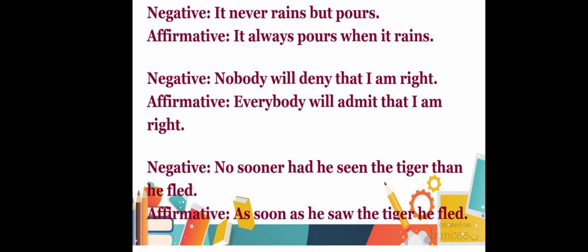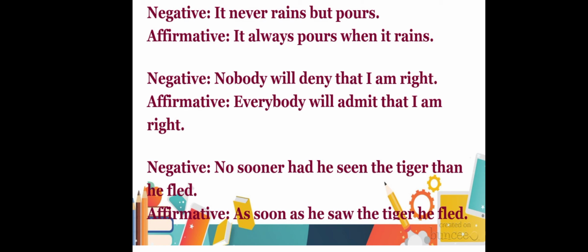Next example, next negative sentence: Nobody will deny that I am right. Here, nobody will be replaced by everybody, and you have to use the opposite of the word deny. So let's change it. In affirmative, it will be everybody will. The opposite of deny is admit. Everybody will admit that I am right. It's very easy. Next example.